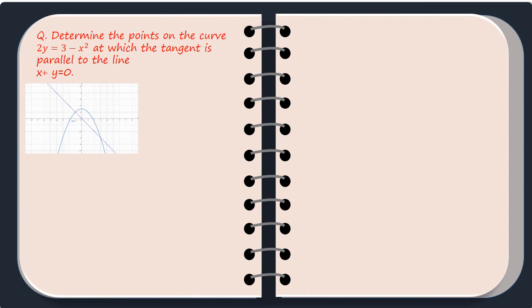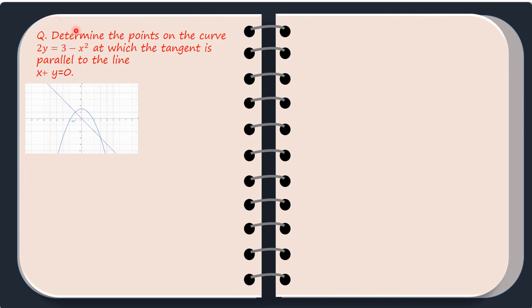Here is your first problem. Determine the points on the curve 2y is equal to 3 minus x square at which the tangent is parallel to the line x plus y is equal to 0. So here is your curve 2y is equal to 3 minus x square, and here is the line x plus y is equal to 0.